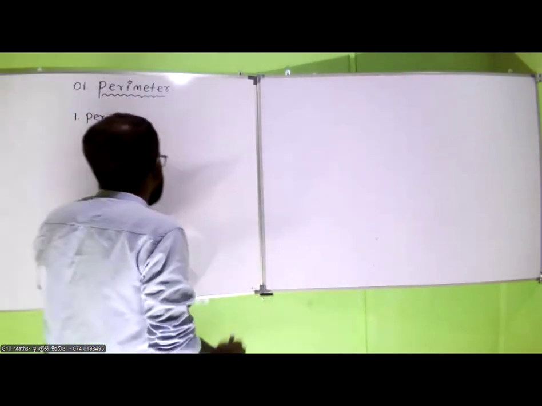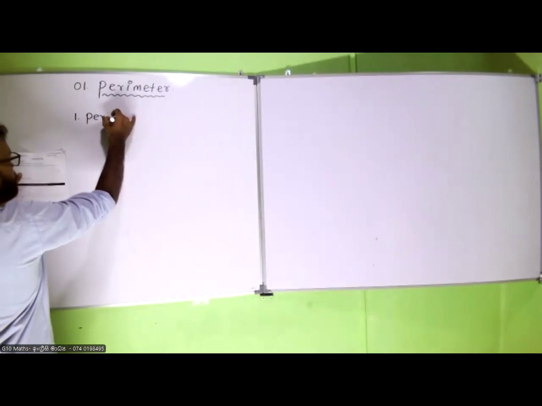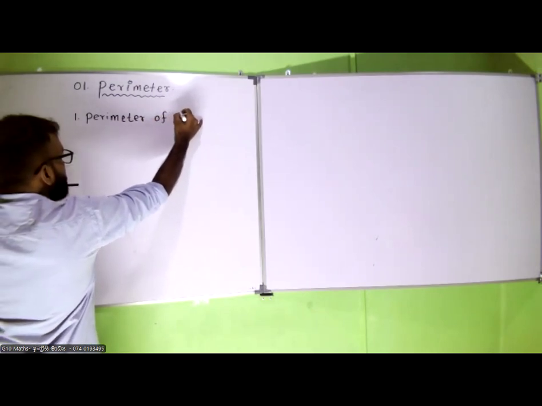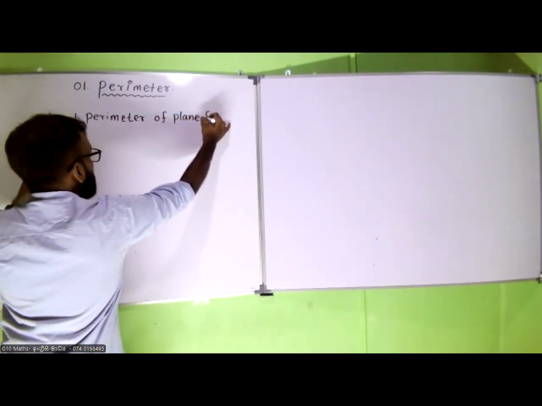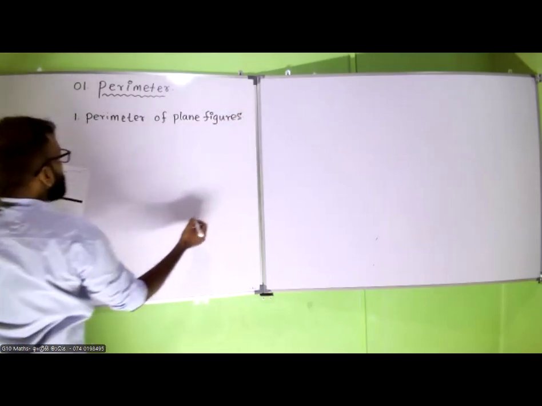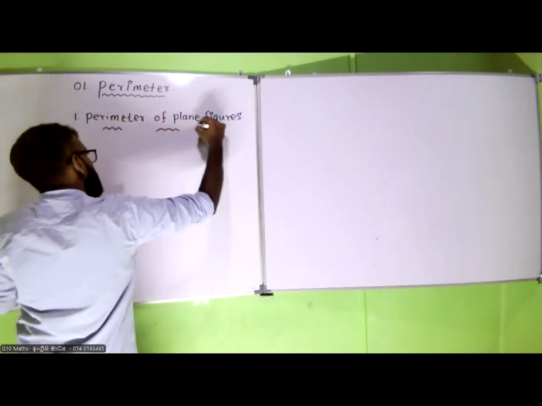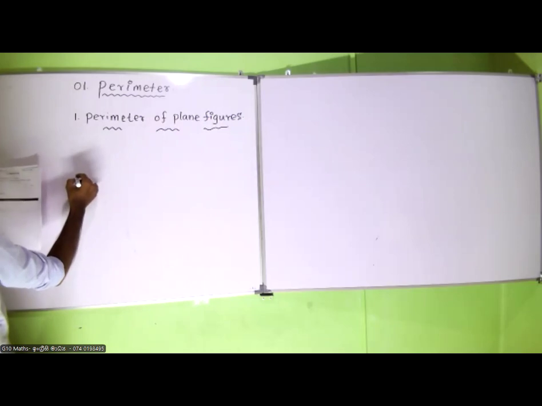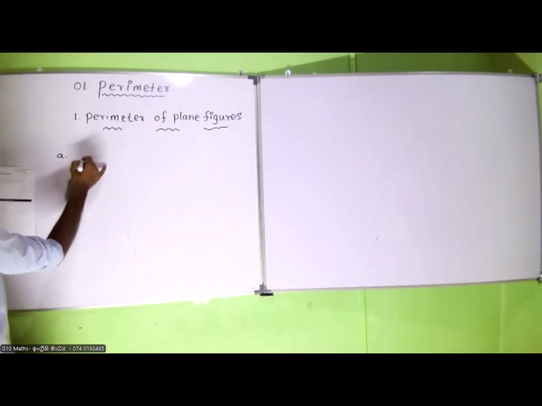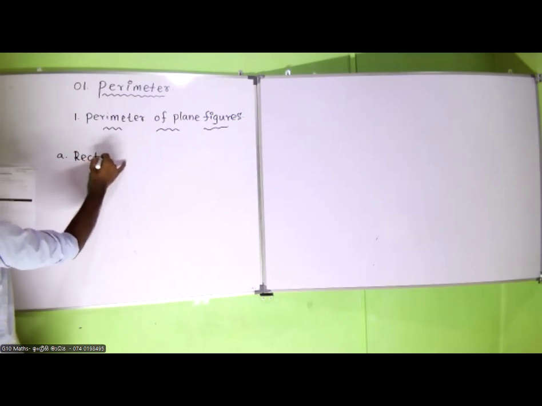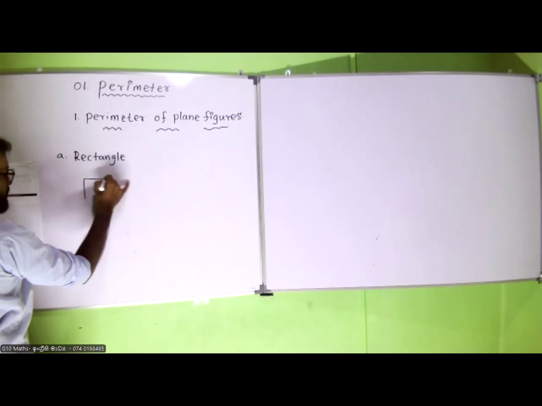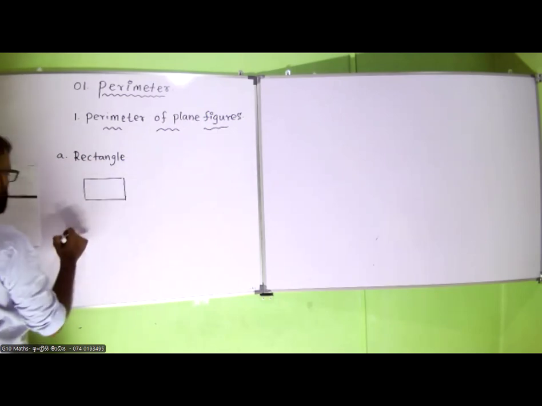Correct? Right. Okay. So first of all, perimeter of plane figures. So under this one, let us write down the equations for finding the perimeter of these plane figures. So first of all, we have rectangle. So it is something like this, rectangle. Right?